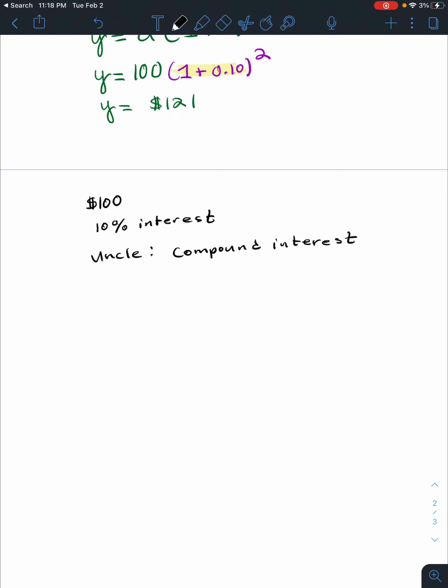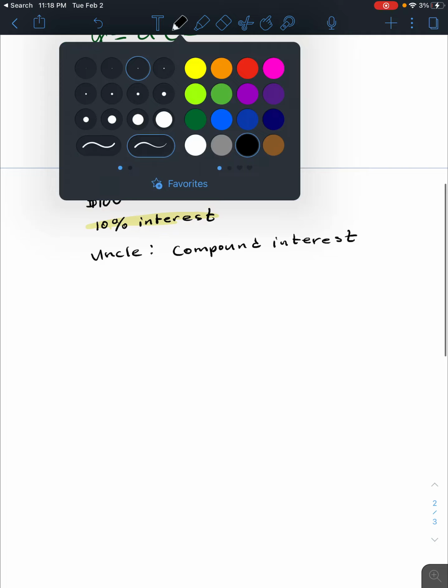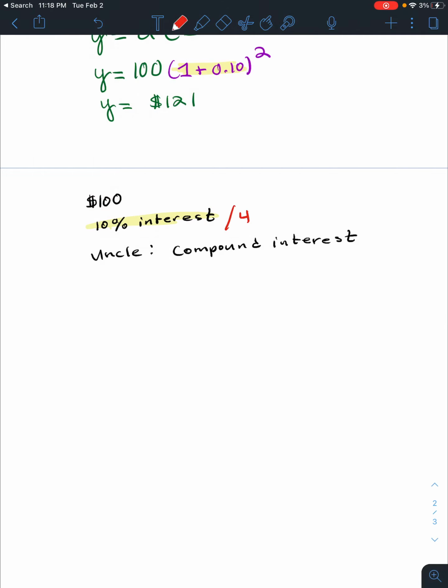So this is what he says to you. He says, would you rather take 10% of 100 every year, or let's take this 10% and divide it by 4. So instead of just paying 10% at the end of the year, I'm going to take this percent and divide this by 4 and multiply all the amounts that you get quarterly instead of yearly. So in a year, you're going to do this math 4 times. So if I take 10% and I divide it by 4, this is going to give me 2.5% quarterly.